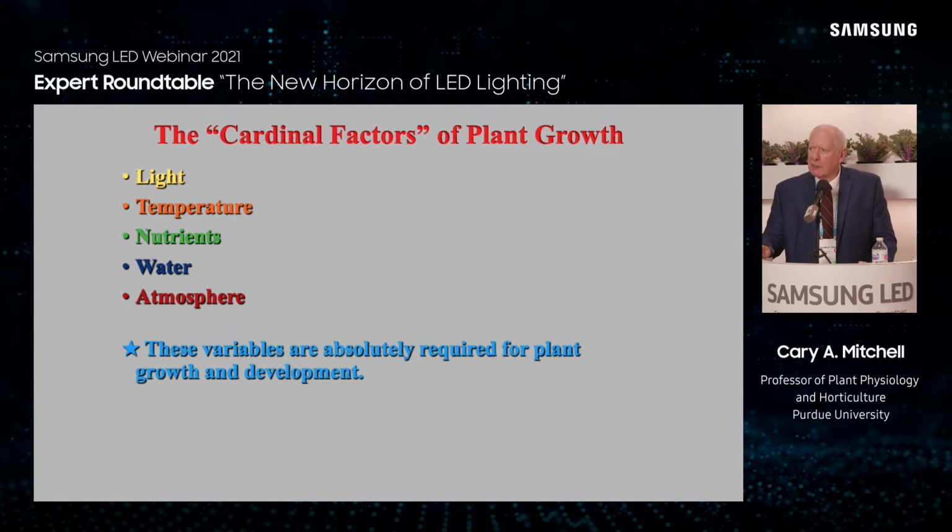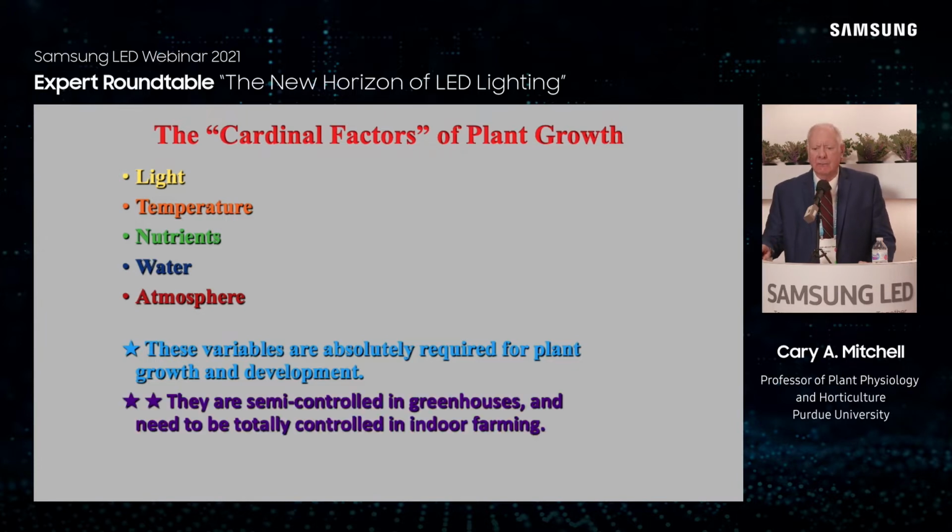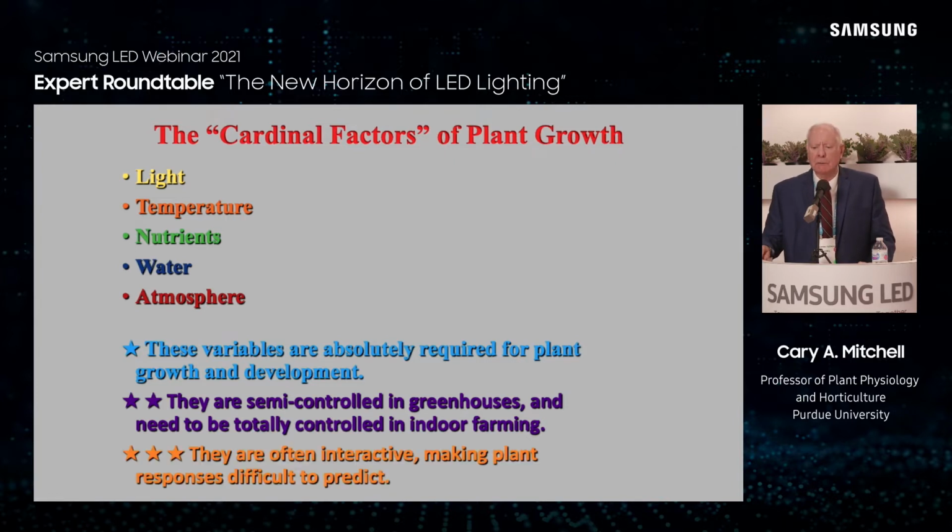Now, as I said, these variables are absolutely required and they cannot be substituted by anything else. They are semi-controlled in greenhouses, and in indoor agriculture, they have to be totally controlled. And the difficult thing is they do not act independently. They are totally interdependent upon each other. And so it becomes difficult, just by varying one of them, to predict what's going to happen. So this is a hard job for the researchers.